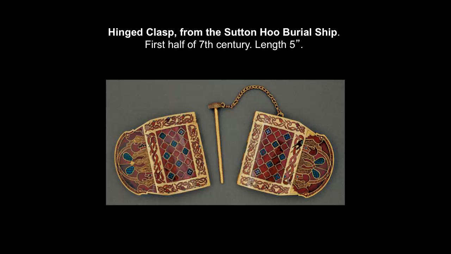So one of the most striking examples of decorative art from this period is a clasp of pure gold that once secured the cloak or body armor to the body of its owner. This clasp was found at Sutton Hoo, and Hoo is another word for hill, on the east coast of England, in a ship burial under a mound as a memorial to an unknown East Anglian king of the mid-7th century.